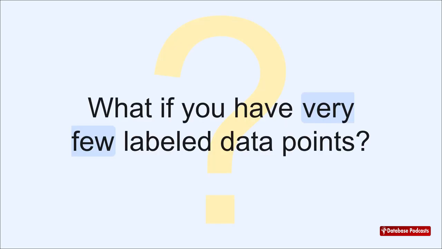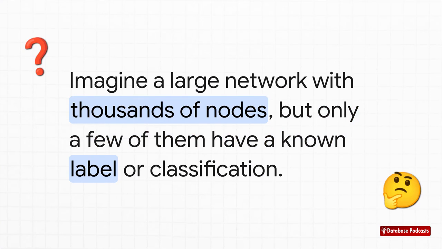Now let's talk about another awesome scenario. Remember that semi-supervised learning idea? It's absolutely perfect for the real world, where labeling all of your data is just way too expensive or would take forever. So how can graphs help us out here? So picture a huge network, thousands, maybe millions of nodes, but we only know the classification for a tiny handful of them. Let's say one is blue and another is red. Everything else is a total mystery.